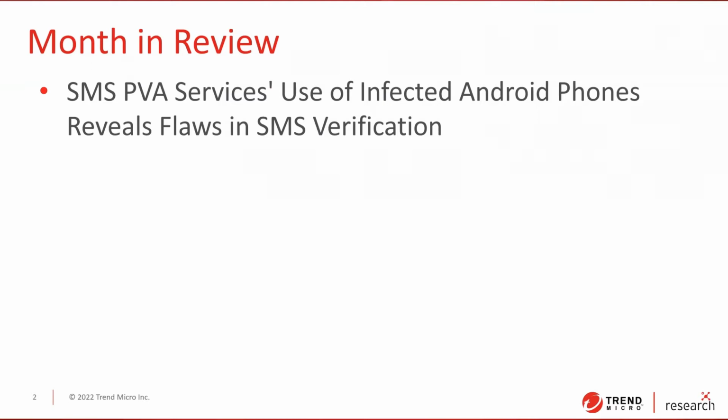The first one is a research report that we published on SMS personal verification accounts. A lot of criminals now are getting access to compromised Android phones that they utilize to obtain an SMS verification code. So when they sign up for an account, say a fraudulent Facebook account or Twitter account, and they need an SMS verification code, they'll just utilize this service that's being offered in the underground. So it's a good report if you want to take a look at that.